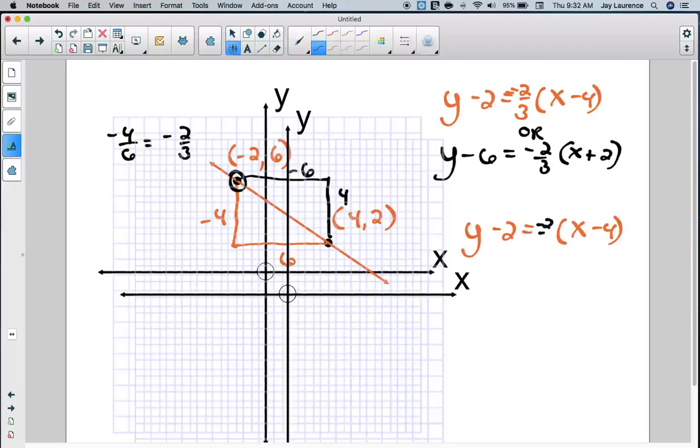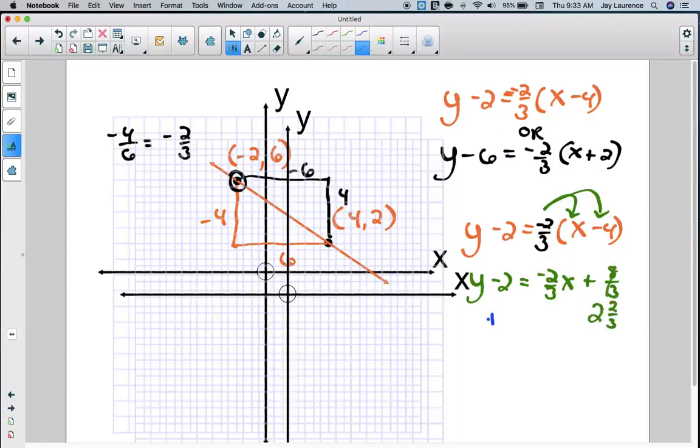Negative 2/3. All right, so my first step, if you haven't done it yet, please pause the video and do it. My first step is to distribute the negative 2/3. And so I'm going to get y minus 2 equals negative 2/3 x plus, because a negative times a negative is a positive, and that's going to be 8/3. All right, I don't want to use 8/3. I think I'm going to use 2 and 2/3. And you'll see why in a second.